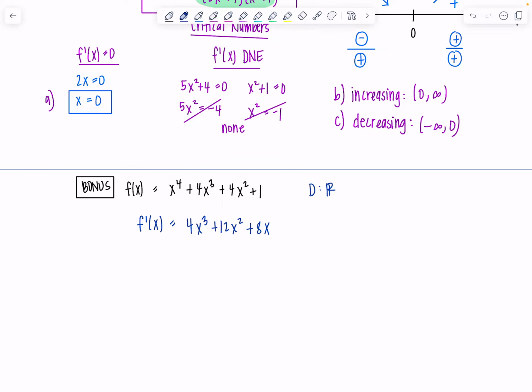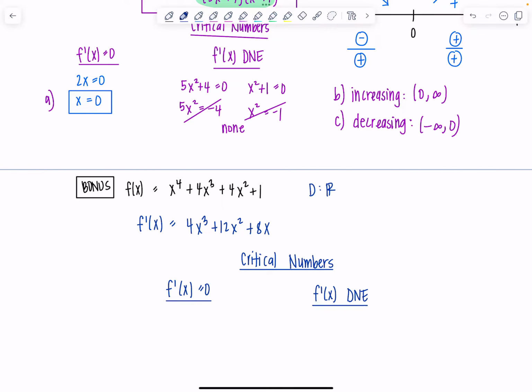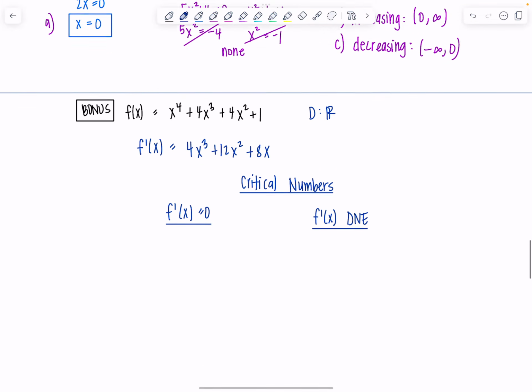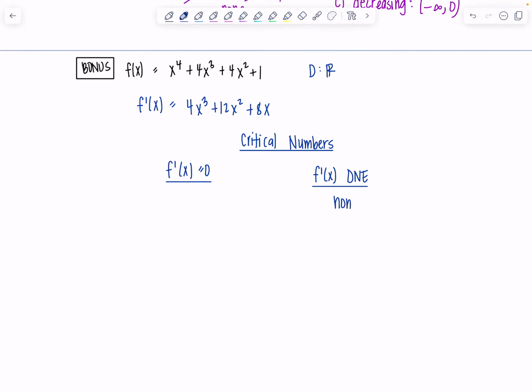Beautiful. So critical numbers come from two places: where the derivative equals 0, so where f prime of x equals 0, and where f prime of x does not exist. Now, since this is a polynomial, there's no denominator and the domain is all real numbers. So there's not going to be any critical numbers from where the derivative doesn't exist. But let's see where it's equal to 0. So let's set 4x cubed plus 12x squared plus 8x equal to 0.